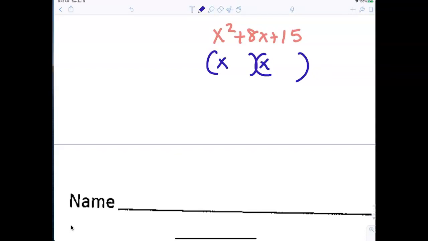Now, here's what I was trying to say. I have the factors of 15. 1 and 15, 3 and 5. What factors of 15 make 8? 3 and 5. That's why it's 3 and 5. Now, how do I know it's plus 3 and plus 5? Positive. Because I want positive 8. If you are good at your math facts, this is easy. If you're terrible at your math facts, this is going to be a little bit harder.